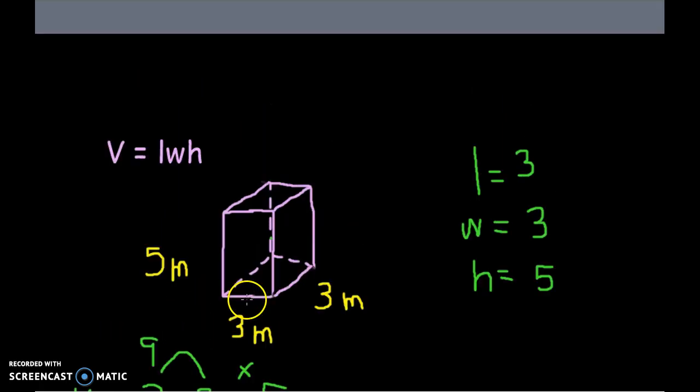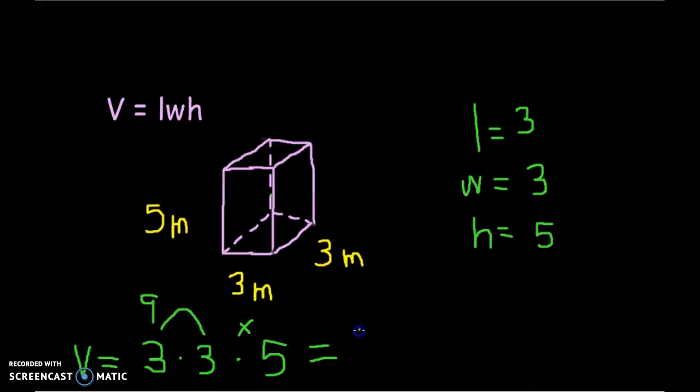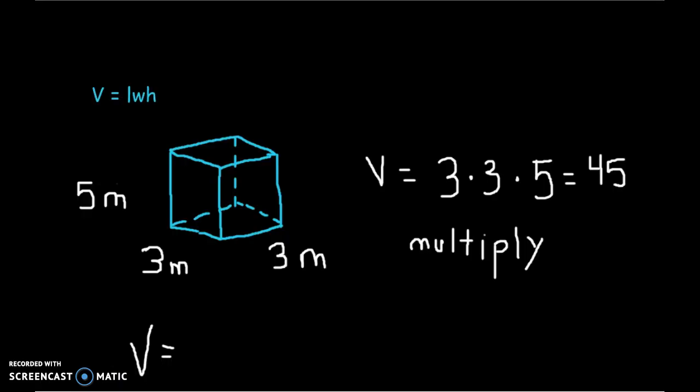So 9 times 5 is equal to 45. So it's equal to 45 because we multiplied the length times the width times the height, which gave us 45.